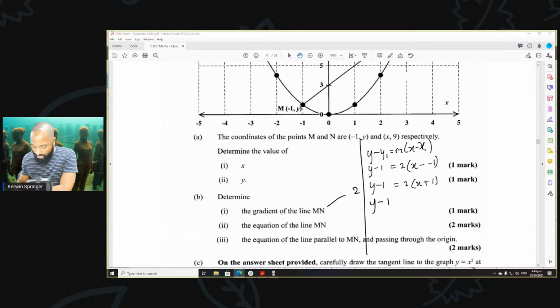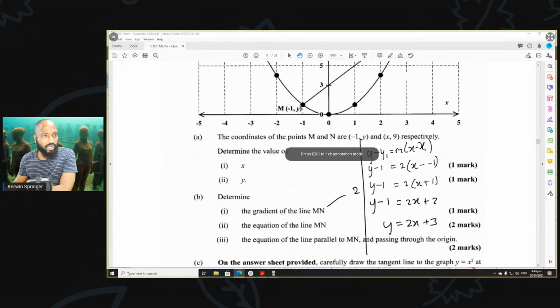So you'll end up with y minus 1 is equal to 2x plus 2, and then y is equal to 2x plus 3 when you bring across this one, which is what most people have here. Somebody say I so lost.